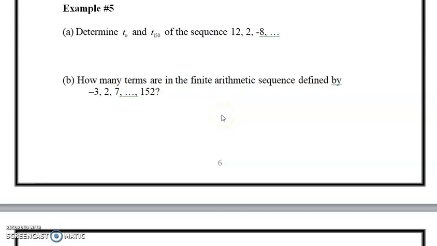Hello everybody, welcome back. We're on the third video, part C of section 1.1, arithmetic sequence. We're going to pick up where we left off. We finished off with example 4 on the previous video, so now we're going to go to example 5.